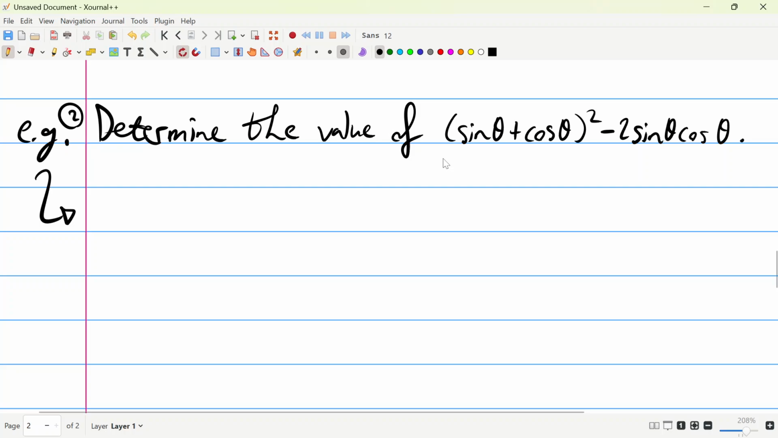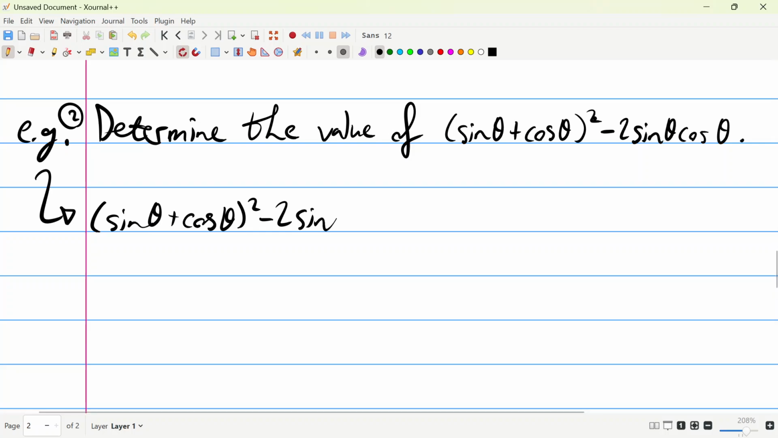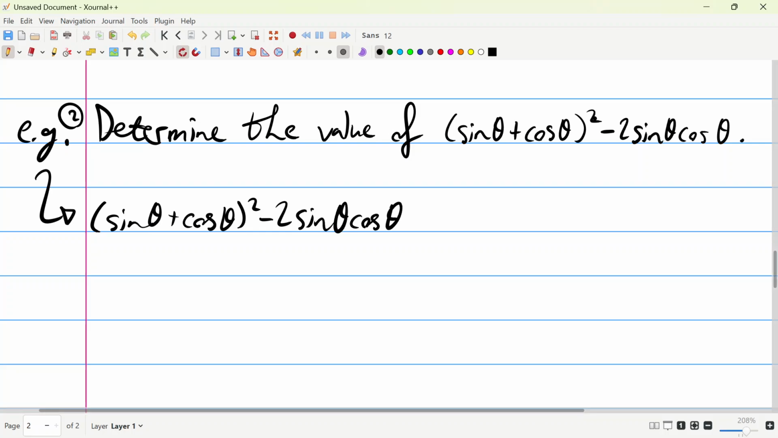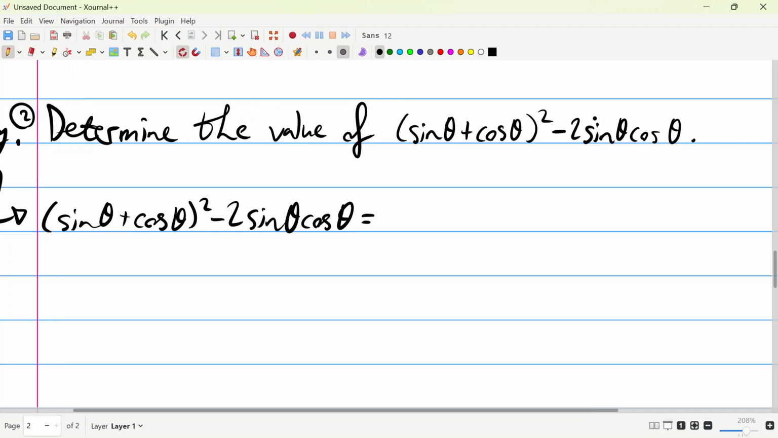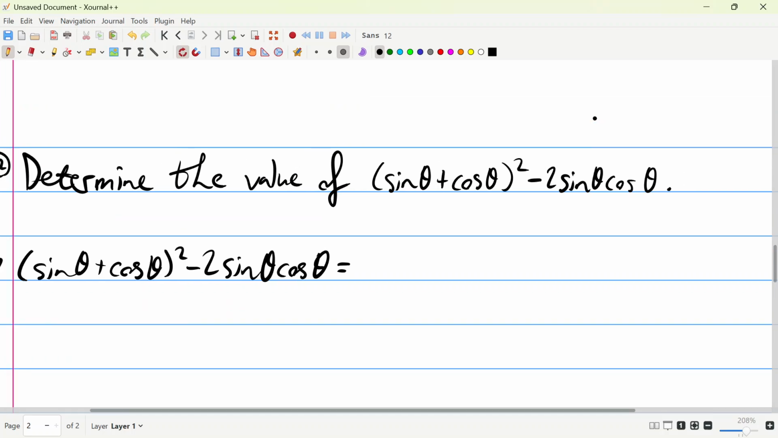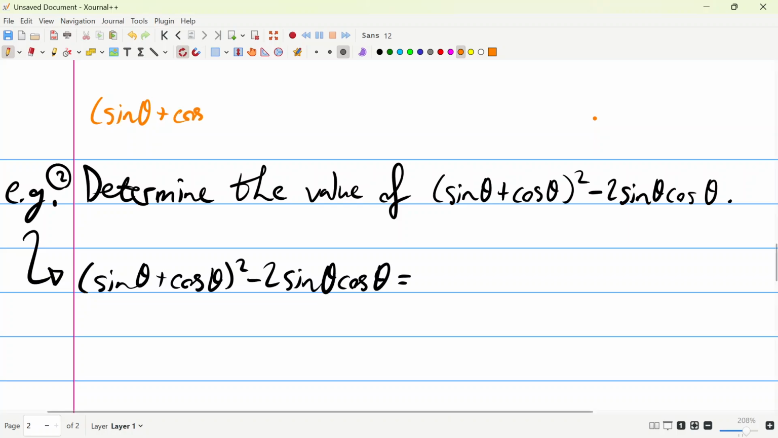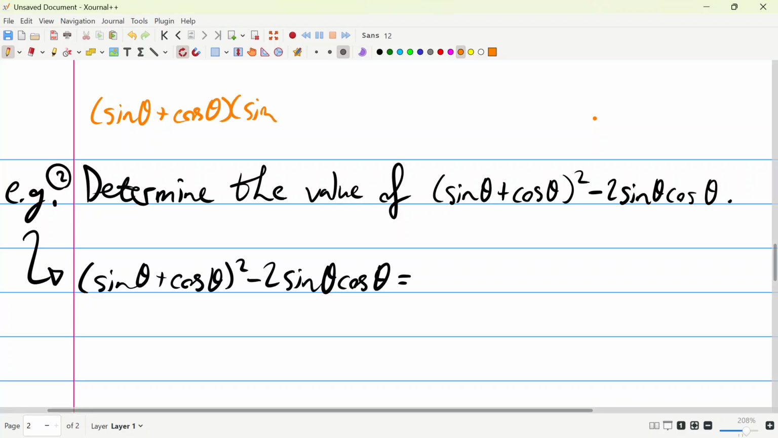Well, we can't really do much from here other than maybe expanding this bracket, because notice that it's under a square, meaning we can expand it, okay? So I'm going to rewrite the thing over here. So (sine theta plus cos theta) all squared minus 2 sine theta cos theta, okay? And this is just going to be equal to, if we expand the brackets, the following. And I'm going to write it on top here, okay? So sine theta plus cos theta multiplied by sine theta plus cos theta.